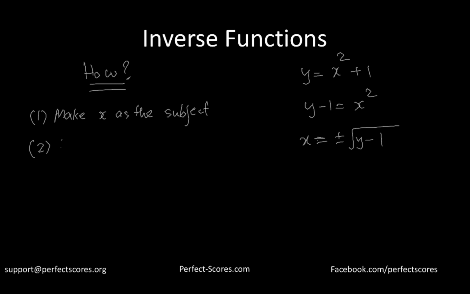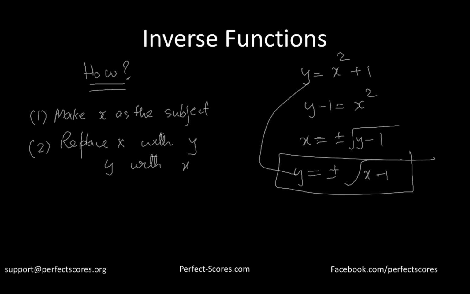Now what you do is you replace x with y and y with x. So that means the inverse of this function is y is equal to plus or minus square root x minus 1. This is the inverse of this function. I don't know whether it exists or not, I haven't checked that, but this is the inverse of this function. Now to check whether this inverse is a function or not, you have to do the vertical line test or the horizontal line test. So I hope you understood what I was explaining here, guys.